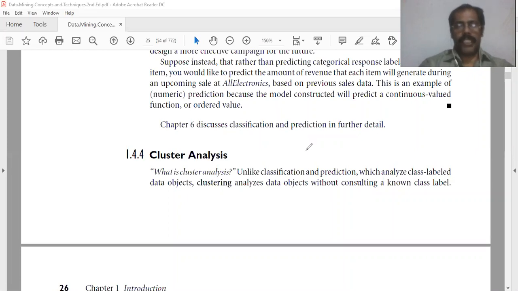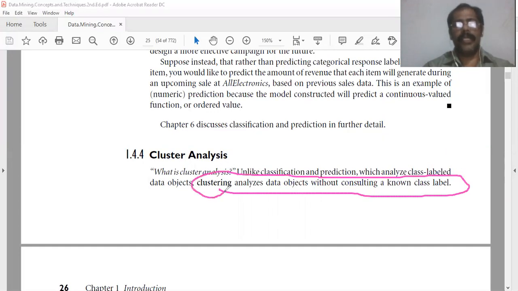Next data mining functionality is cluster analysis. What is cluster analysis? Clustering analyzes data objects without consulting a known class label. Clustering is a data mining technique which analyzes the data objects without consulting a known class label.